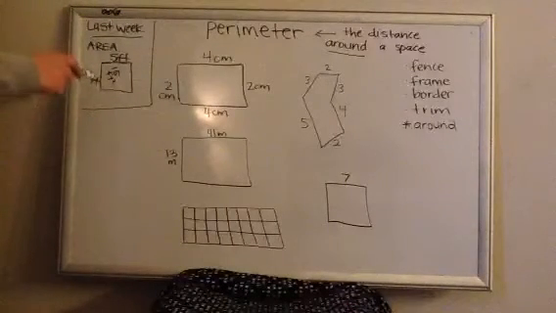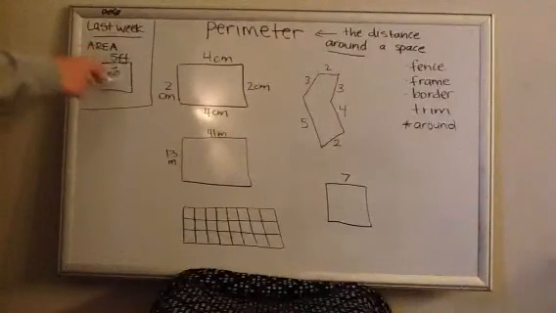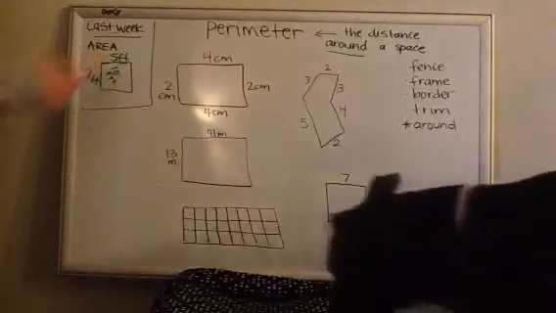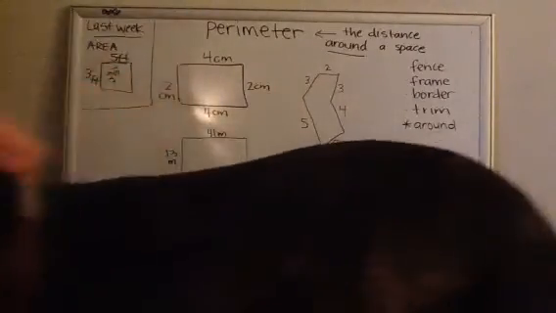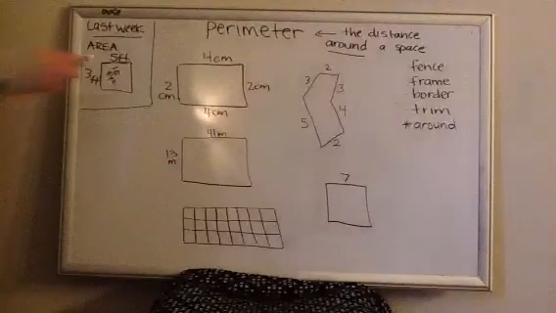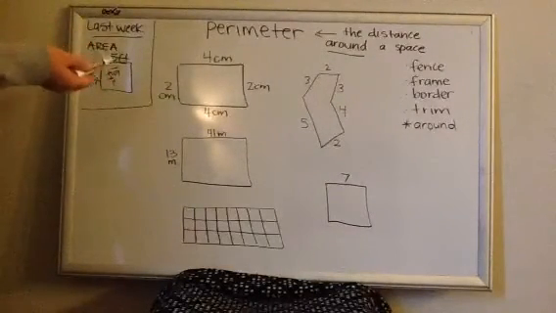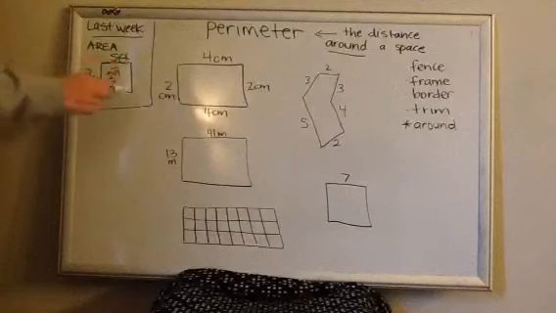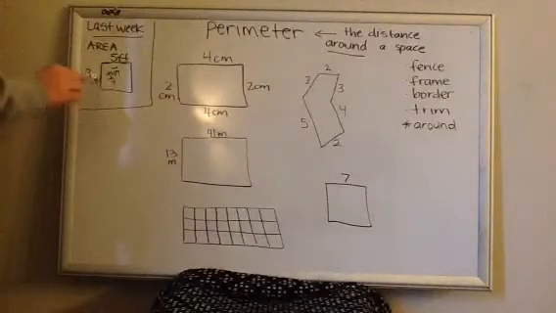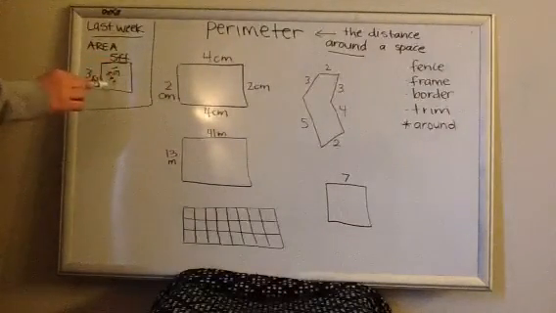So let's say that this was a sandbox. The sand would go on the inside here, but let's say that we also needed to put wood around our sandbox. So we would need to just measure the outside of the sandbox.